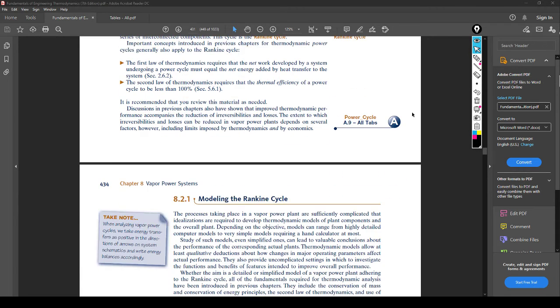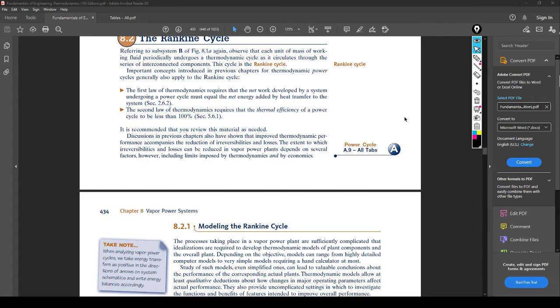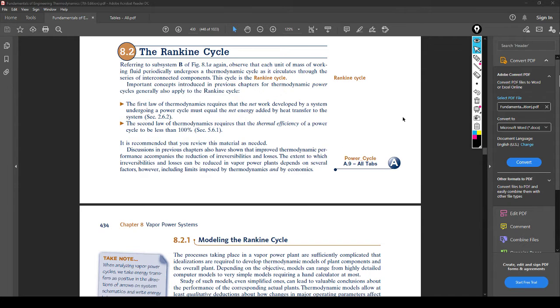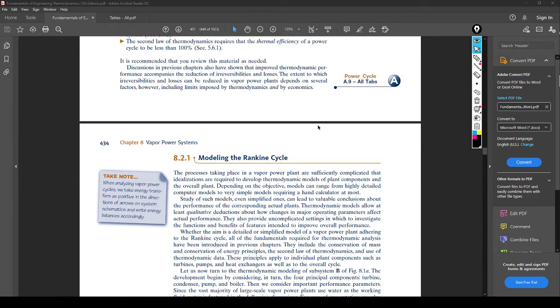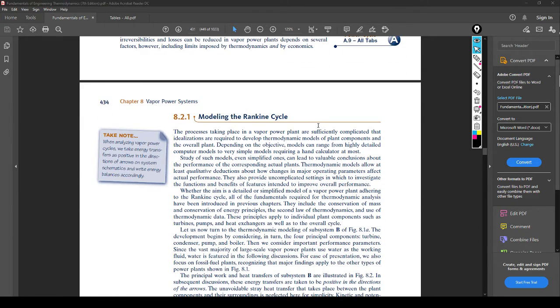But anyway, let's go. So right here, let me see. It says modeling the Rankine cycle. So this is the last thing that we wanted to get to today, was modeling the Rankine cycle.